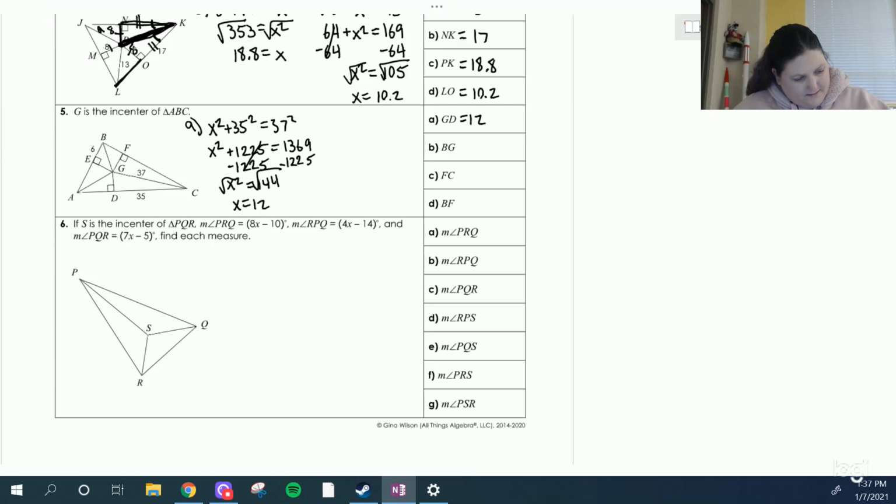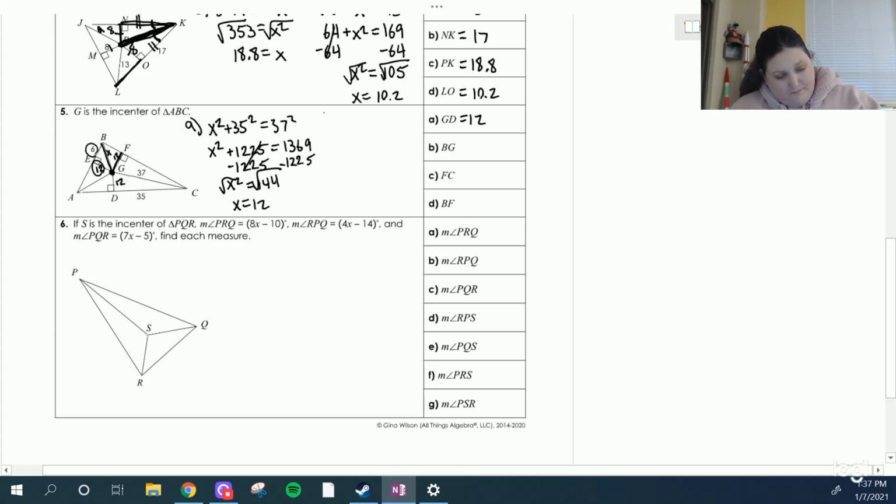Let me get rid of that mark because that makes it look like it's 121 and it's not. So I'm looking for BG, and this measurement here is 12 because I found that one is 12, and this one is also 12 from here to here. But I have these two pieces here, and I need to find my hypotenuse right there.